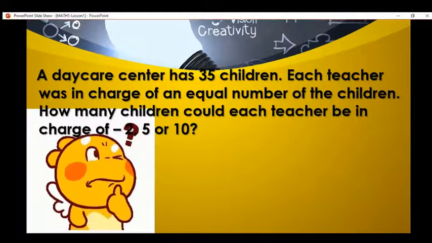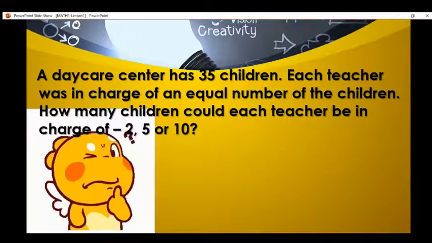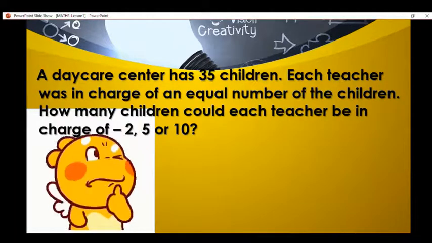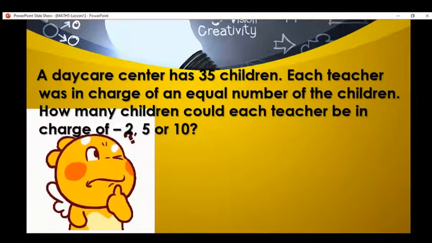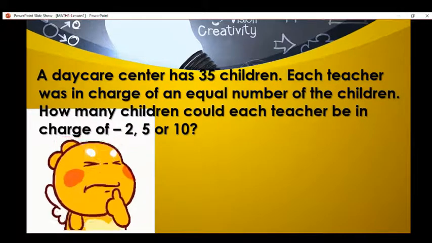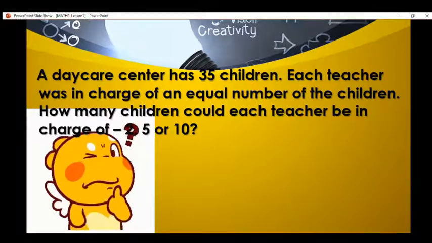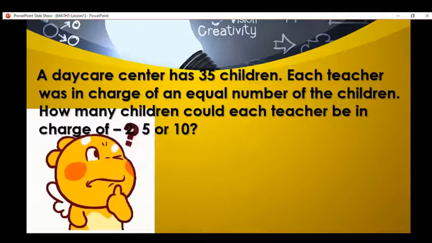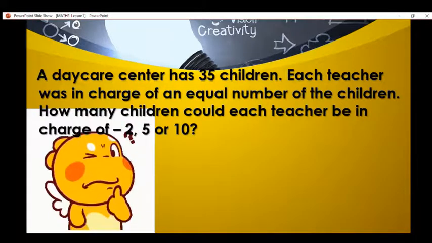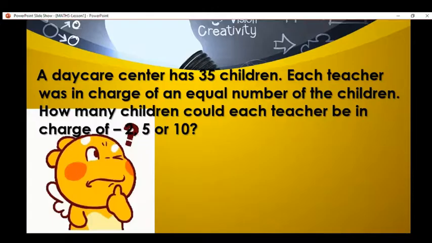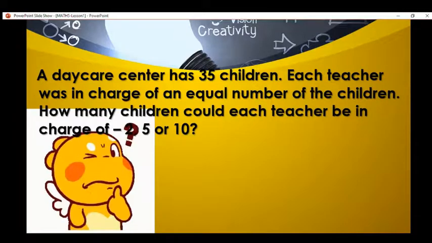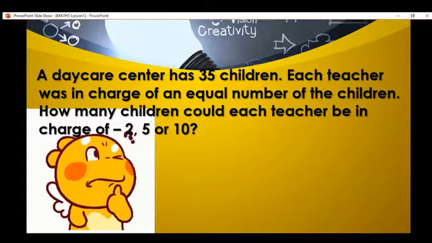So let's have this higher order thinking skills question. A daycare center has 35 children. Each teacher is in charge of an equal number of children. How many children could each teacher be in charge of: 2, 5, or 10? Now that you know how to find the multiples of 2, 5, and 10, what would be the divisor of 35?